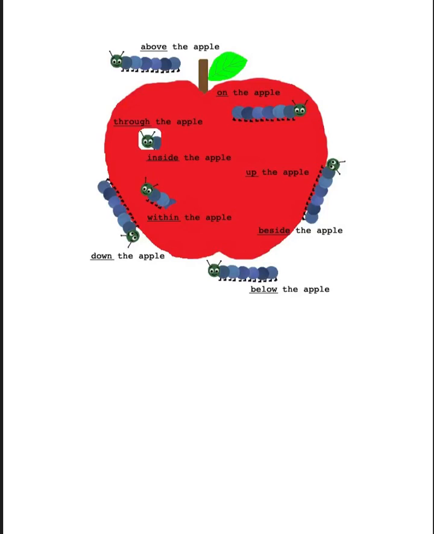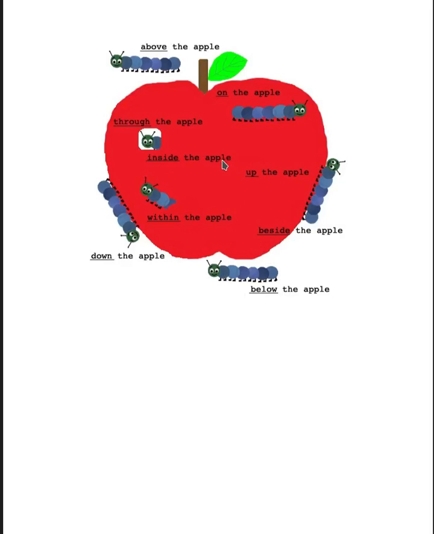And in this video, we're going to talk about how to distinguish direct objects from, well, everything else. Before we get to direct objects, we're going to do a quick review of prepositions and prepositional phrases. If you remember, a preposition is a word that tells you the relationship between a worm and an apple. A worm can be on the apple, on is a preposition, and on the apple is a prepositional phrase. Through the apple is a prepositional phrase, and through is the preposition. Inside the apple is a prepositional phrase, inside is the preposition.